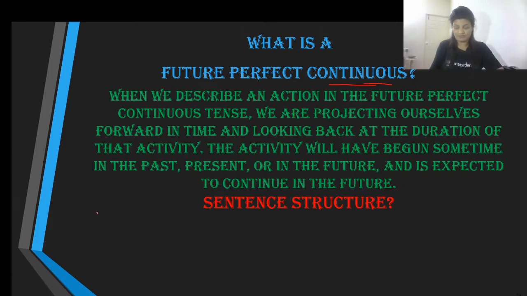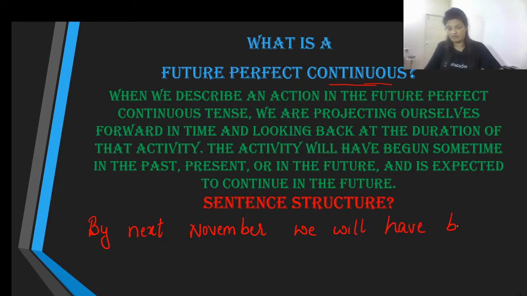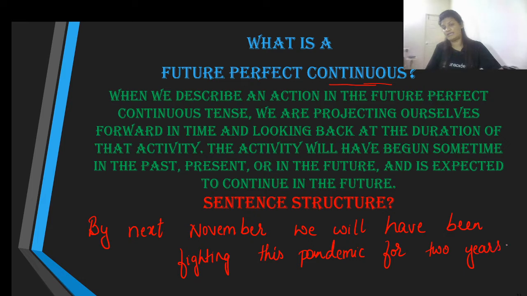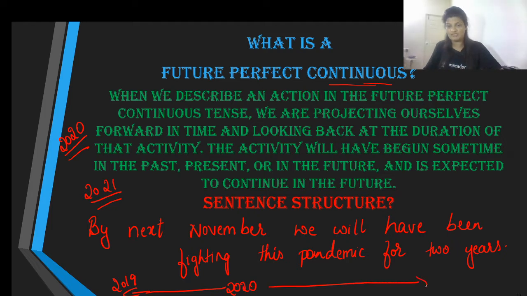For example, if I take this example: by next November, we will have been fighting this pandemic for 2 years. Now let us focus. By next November, I am obviously talking about 2021. Presently, we are in 2020, right? Let us say this is 2019, this is the present, that is 2020, and this is 2021. And the sentence goes like this.